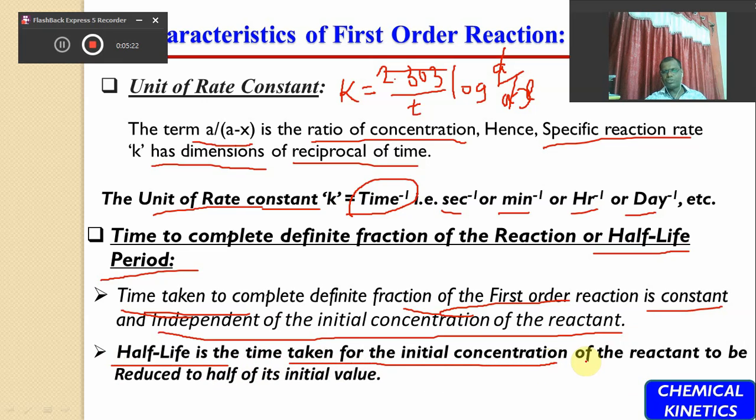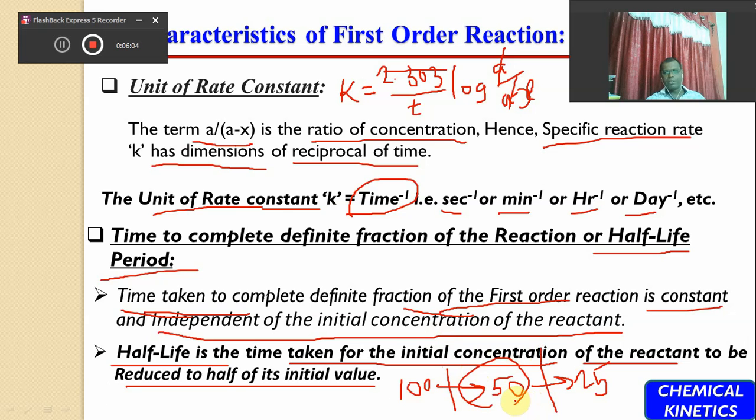taken for the initial concentration of the reactant to become half of its initial value, or to reduce to half of its initial value. It means that suppose the initial concentration is 100, then how much time is required to decrease this concentration to half of its value, that is 50? This much time is called the half-life period. Again, this 50 will be decreased to 25, and whatever time is required to become 25 from this 50 value, this time will also be called the half-life period, and this time will be exactly the same. That we will discuss with the help of some equation here.